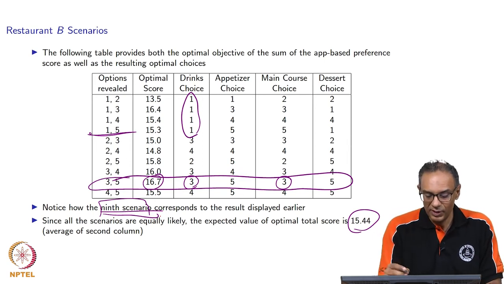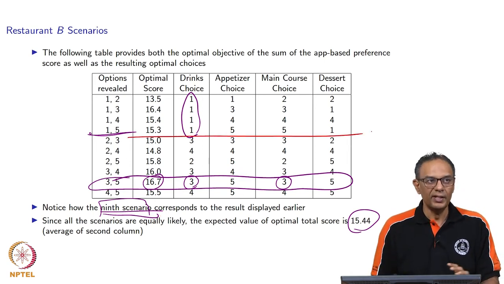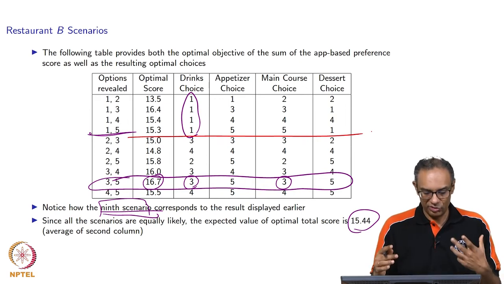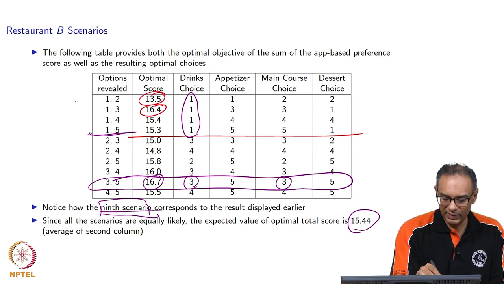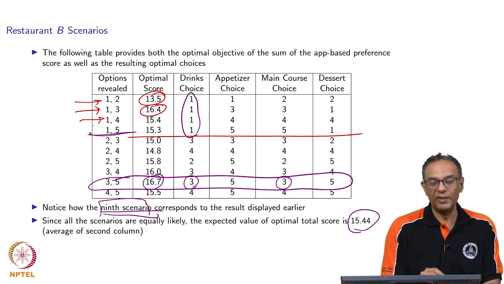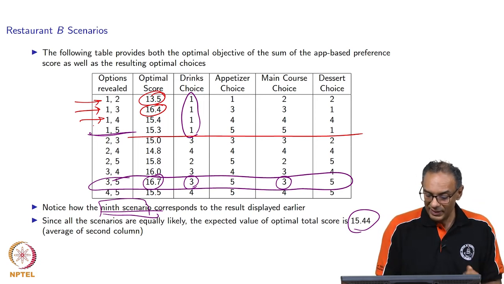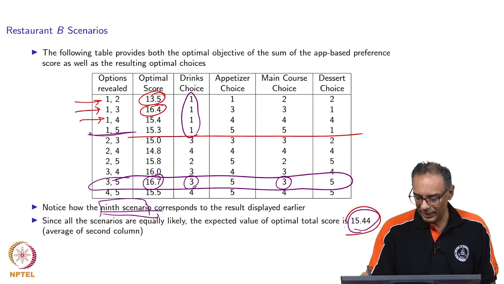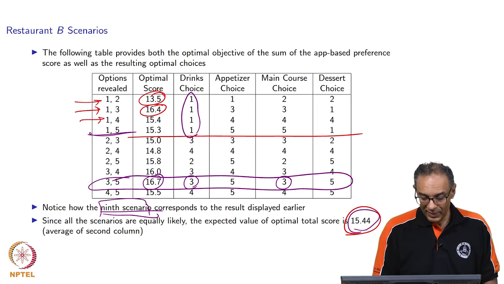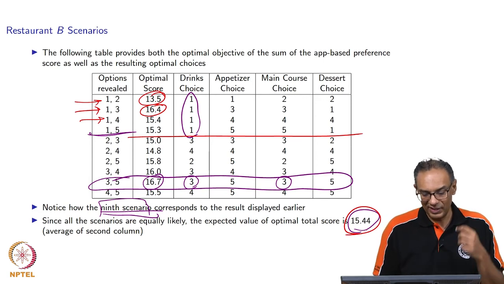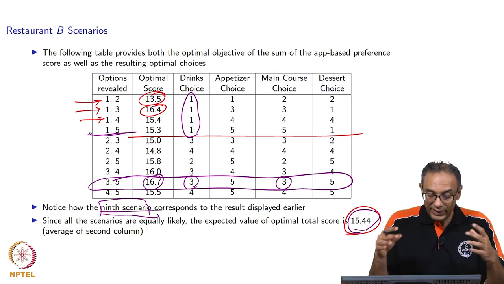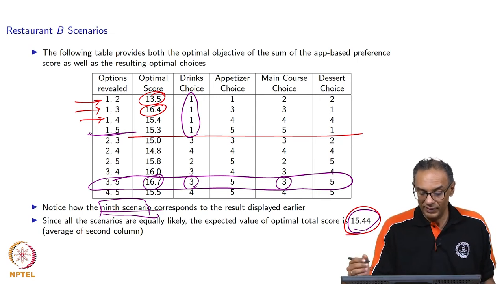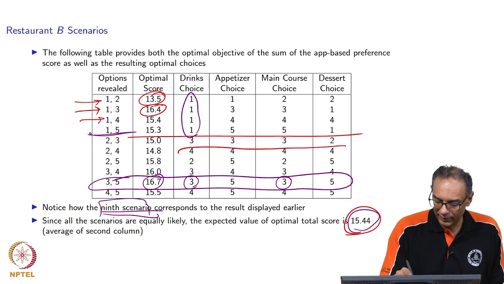Okay, it's very important to run through an optimization routine in order for you to select the best choice. Okay, so similarly here as well, we can compute these, assuming that these options are revealed, all of them are equally likely with probability 1/10, and therefore the total average score is 15.44. If I went a little fast explaining this, since it is exactly the same as restaurant A, I did not really take a whole lot of time trying to explain each and every line, but I would highly recommend that you go ahead and look at this situation.